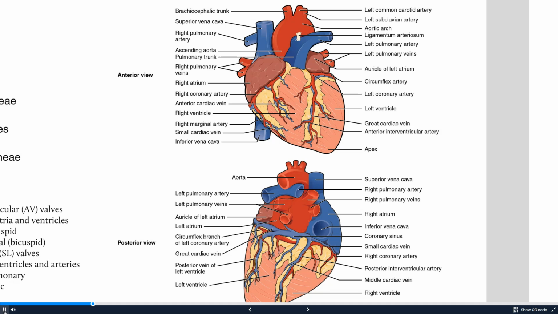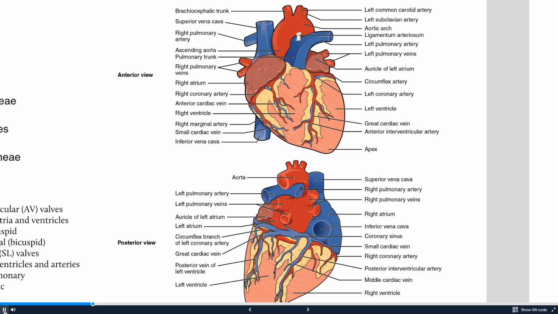There are 4 chambers. There are 2 on the right and 2 on the left. There are 2 superior on the base side of the heart and 2 inferior towards the apex. The superior chambers are called the atria, atrium for singular, and the 2 towards the apex are called the ventricles, which make up most of the heart.